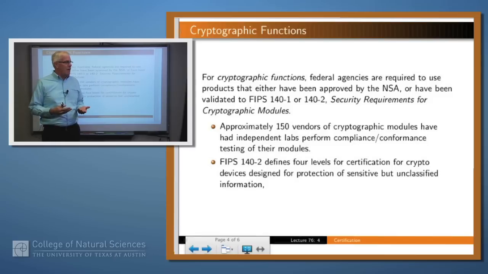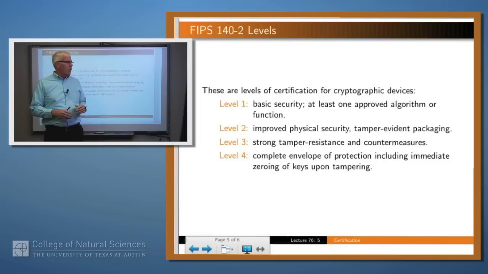Right. So these things are called FIPS 140-1 and FIPS 140-2, called Security Requirements for Cryptographic Modules. And they've evaluated a number of cryptographic products from about 150 different vendors. And what they've done is they've defined four levels of certification, and we'll look at those on the next slide. Okay, so if you're going to go buy a cryptographic device for, say, home use or something like that, you probably don't need as high a level of security. So maybe you just need level one, which is just basic security. On the other hand, if you're the government and you're trying to protect highly confidential information, maybe you need a much stronger level of certification, and then you might do level four, say.